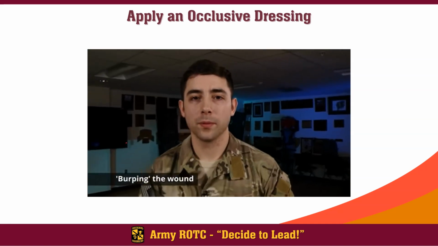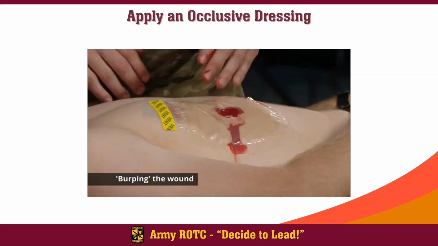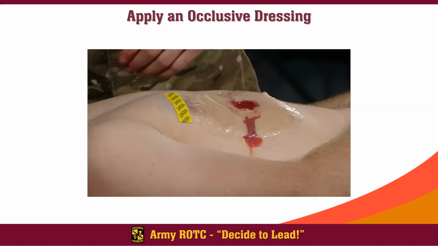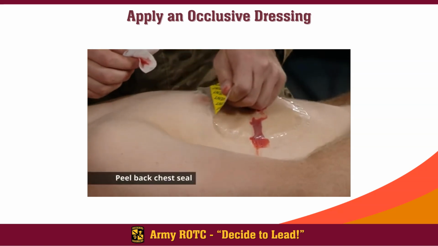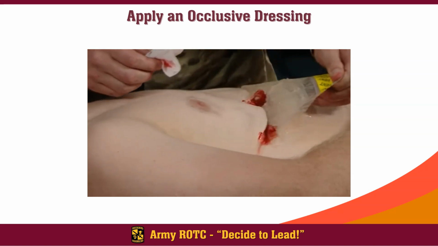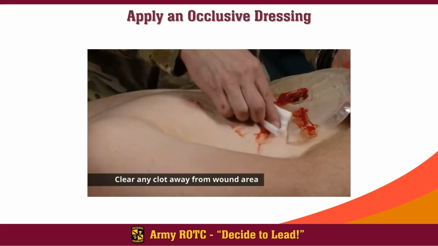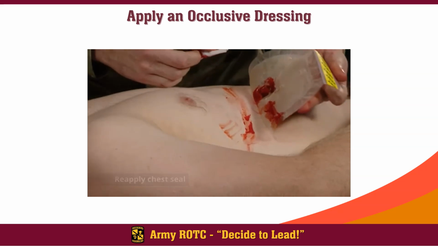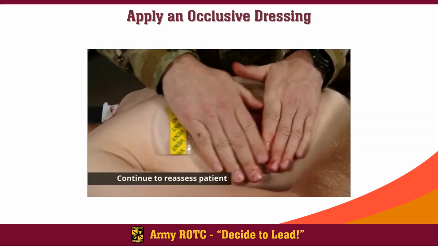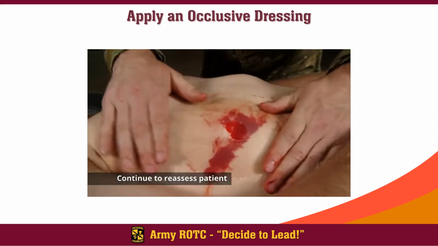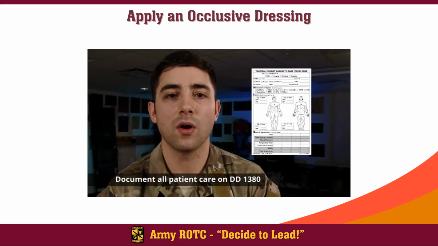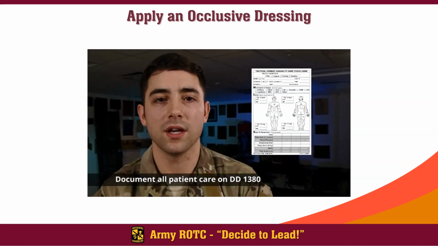Now we're going to talk about burping the wound. Upon reassessment, if you notice any clots formed or any increase in respiratory difficulty, to burp the wound, simply peel back the chest seal, clear any clot away from the area, and reapply the chest seal upon exhalation. After burping the wound, we're going to continue to reassess our patient. We're going to monitor for the development of a tension pneumothorax and document all care on a DD Form 1380.